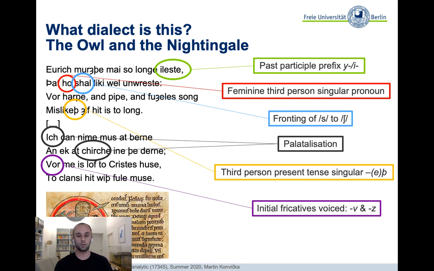So all these different things tell us that this text comes from the southern parts of the Middle English speaking area. And by the fact that we have here the voiced fricatives, which are the most salient feature of the Kentish dialect, we can be pretty sure that this is really a southern text. Southern or southeastern Middle English text.